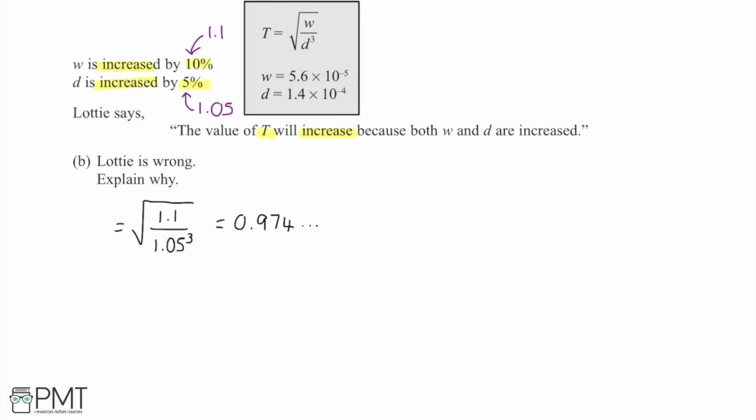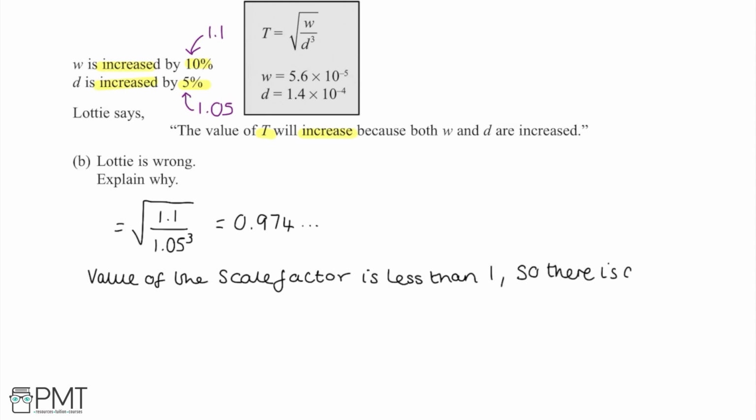To put that into words, we can say that the scale factor which we've calculated for t is less than 1 in this instance, so there must be a decrease in t, as multiplying any value by a value less than 1, this value of 0.97, is going to give us a decrease in the original value.